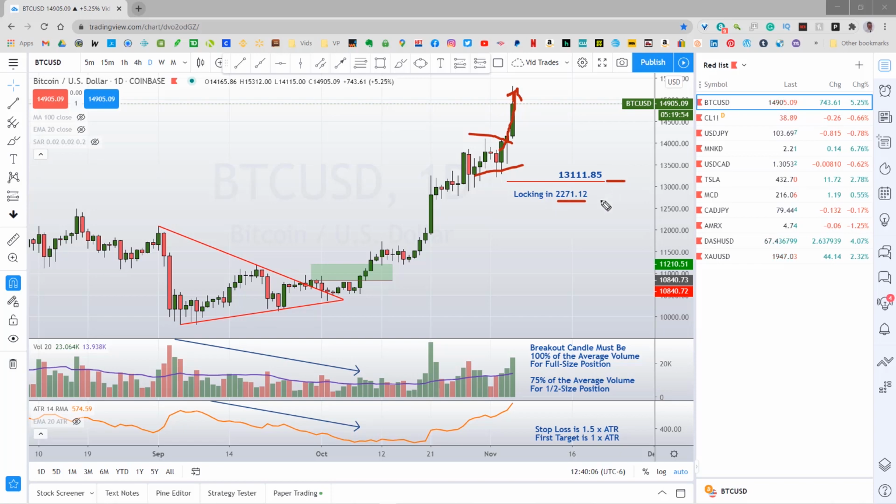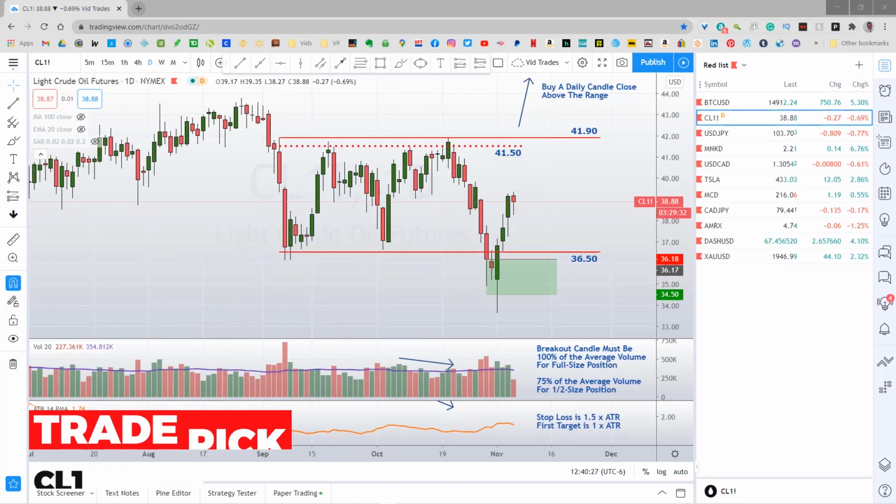This is Thursday afternoon. Here's our crude oil trade. It pushed on down here, hit our first target right here on Monday, and then promptly popped right back up and stopped us out break even on the second half. So we're done with crude for now with a small profit.